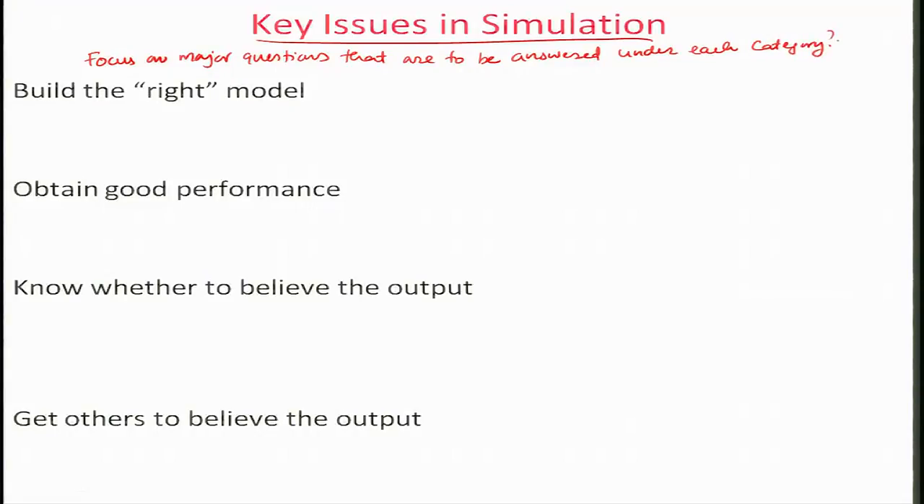That is what we are trying to do. So, the first thing, as I said earlier, is build the right model. That is the first focal point, and the major questions that need to be answered here will be: what to include as part of the right model? So, what do you want to include? What are to be included as part of the right model? A better way to think about it is, what are to be included and how much in detail.